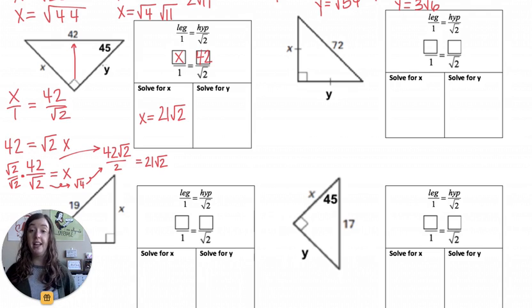Now we know our two legs are congruent, so we know y has to be the same thing, 21 square root 2.